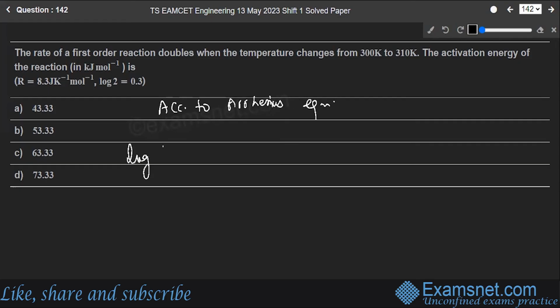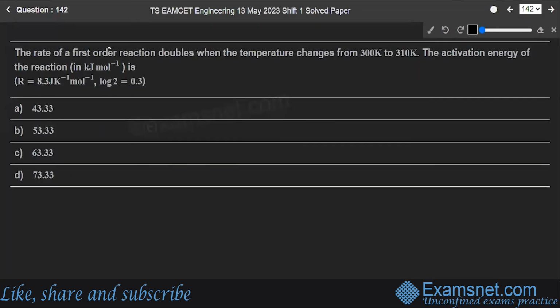log K1 upon K2 is minus EA upon 2.303, multiplied by 1 upon T1 minus 1 upon T2. Given that the rate of the first order reaction will double when the temperature changes.